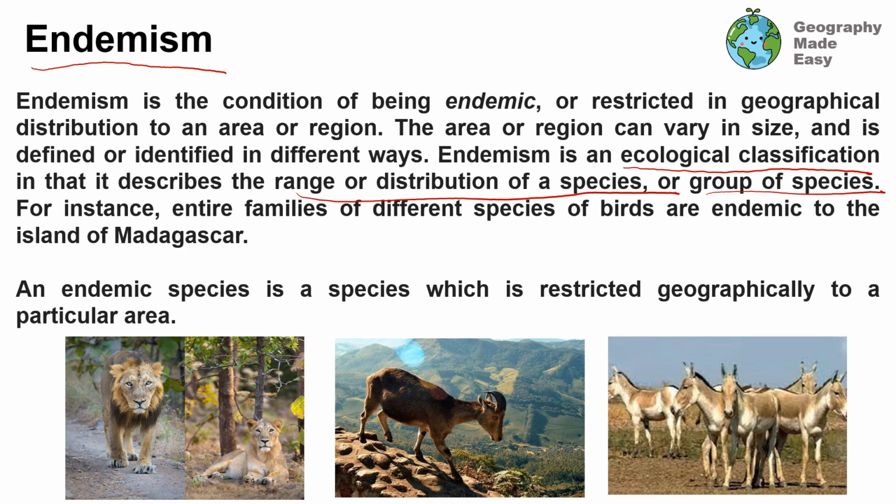So we have a number of endemic species in India. We have the Asiatic lion, the Nilgiri tahr, and the wild ass of Gujarat. These are seen only in this particular area and nowhere else in the world. In the wild, of course, we are not talking about the zoological conservation method, but in the wild we see them in particular areas only, and they are restricted to these geographical regions.